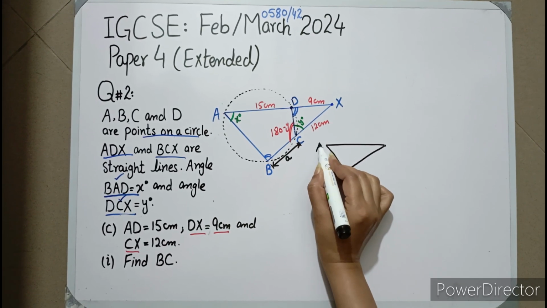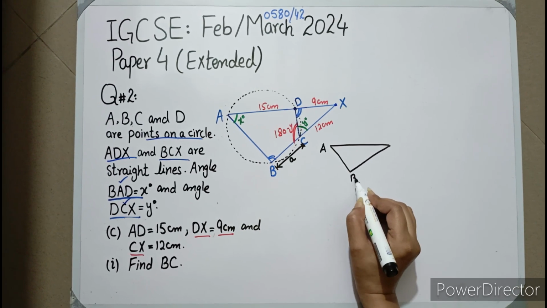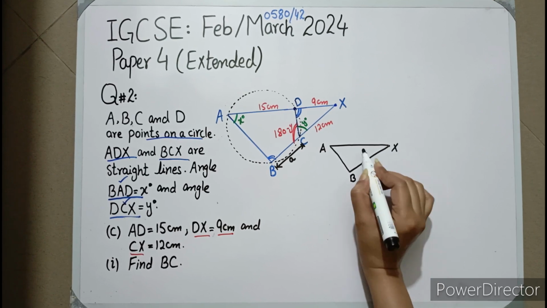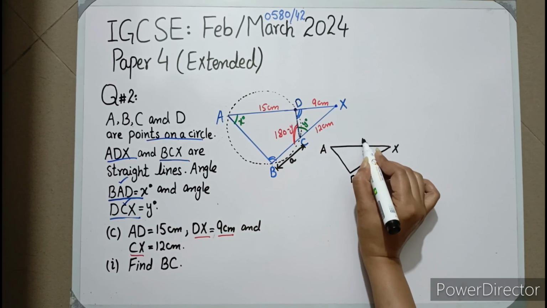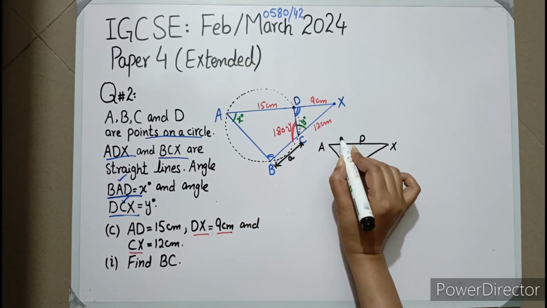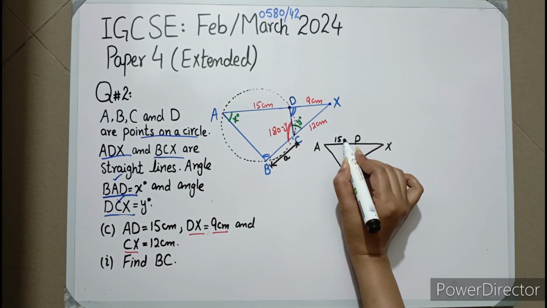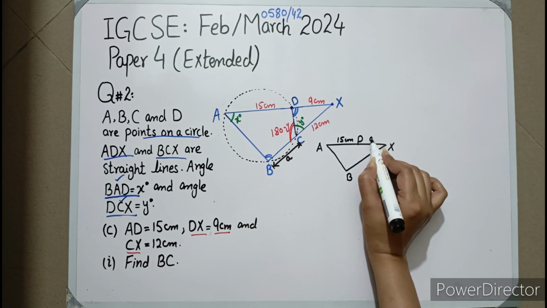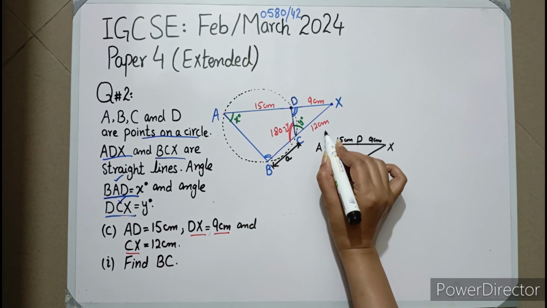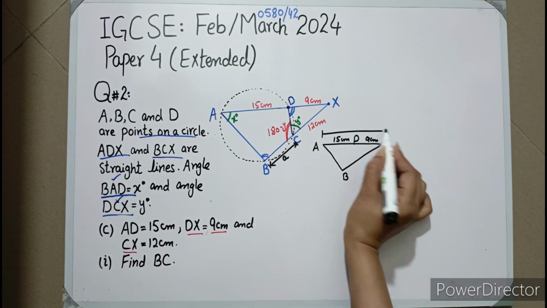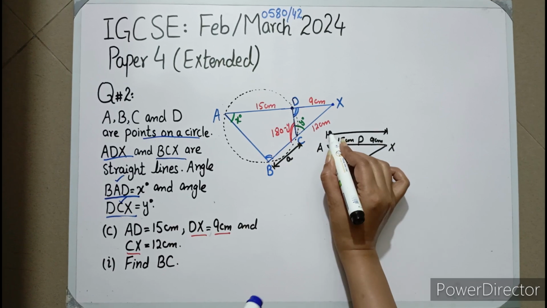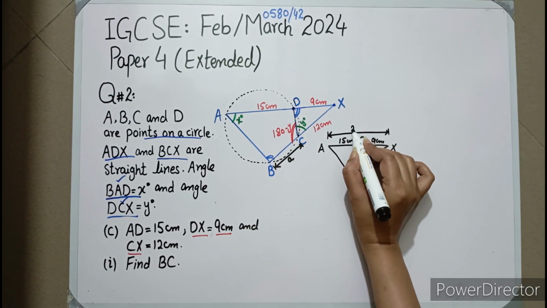ABX. This is A, this is B, and this is X, while this point is D. I am taking D just to show you how the measurement AX will be taken. 15 centimeter plus 9 centimeter. If you add them up from A to X, you will get the distance as 24.